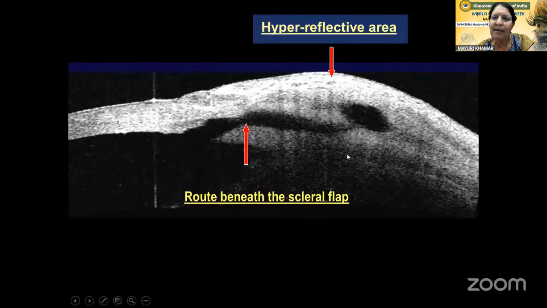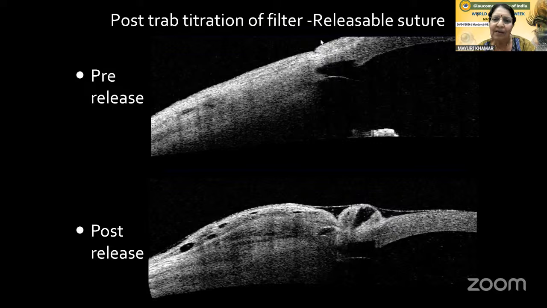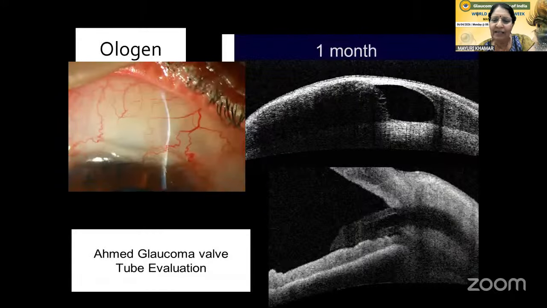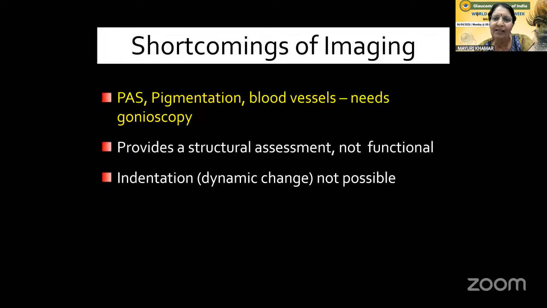If the bleb is having hyperreflective areas like this, these are the blebs which are likely to fail in the future. So this needs some modification like needling or 5-FU injections. Or this is a classic example where there was a flat bleb with hyperreflectivity and the pressure was going upwards. So we released the releasable suture. Immediately after the release, you can see the elevation with the multicystic wall. Similarly, you can see the position of the tube or the implant that you have done.